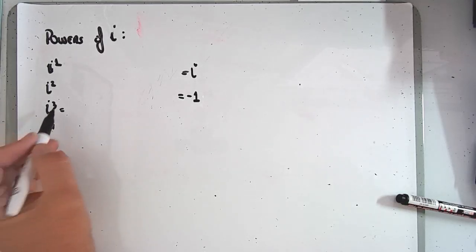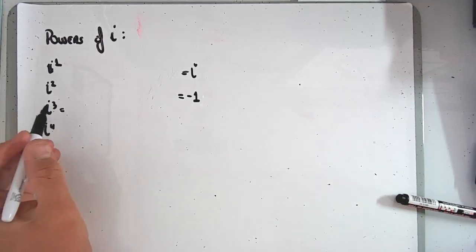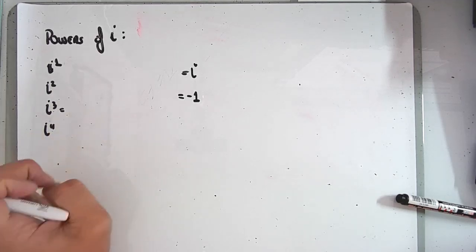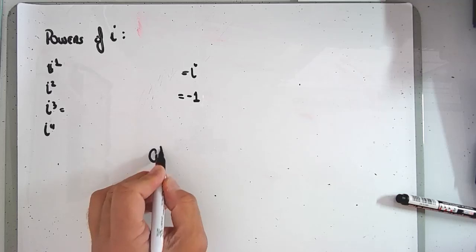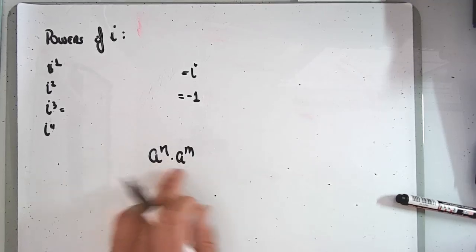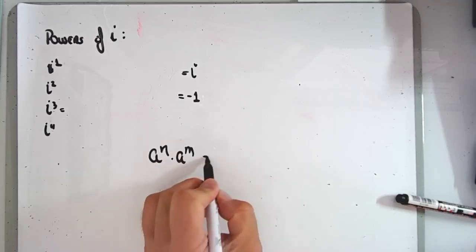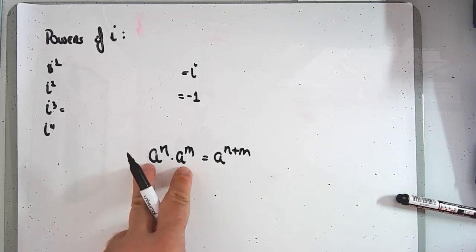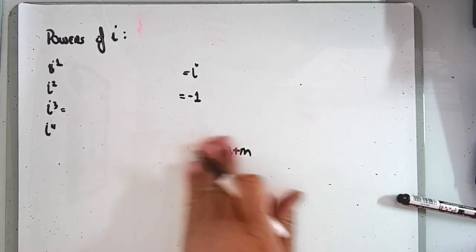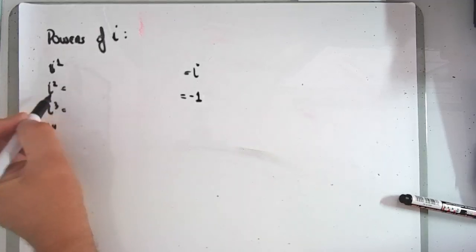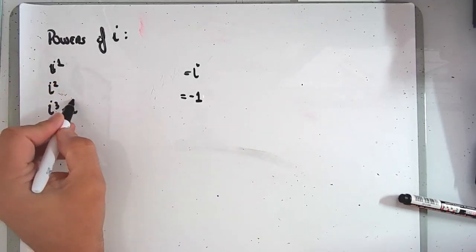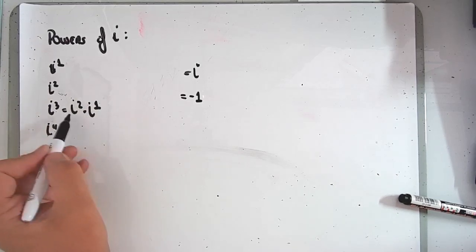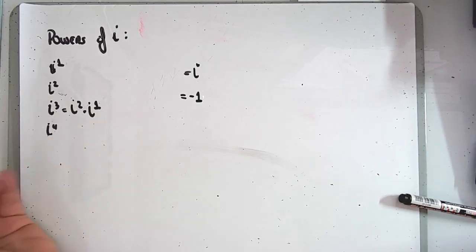i to the 3. What can I do here? Well, we can apply the exponential rules. When we are multiplying two things with the same base, we simply add the exponents. So we're going to use the same trick here. i to the 3, I'm going to break it down as i squared times i to the 1. Same base, we add the exponents. 2 plus 1 equals 3.